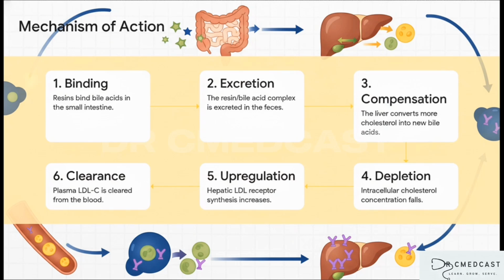Now the liver notices, hey, I'm losing all my bile acids, so it has to make more. And what's the main ingredient for bile acids? Cholesterol. So the liver starts pulling cholesterol from its own supply to make new bile acids. This makes the cholesterol levels inside the liver drop. And what happens then? Exactly what we saw with statins. The liver puts out more LDL receptors to grab more cholesterol from the blood. It's a clever way to trick the liver into cleaning up your LDL.